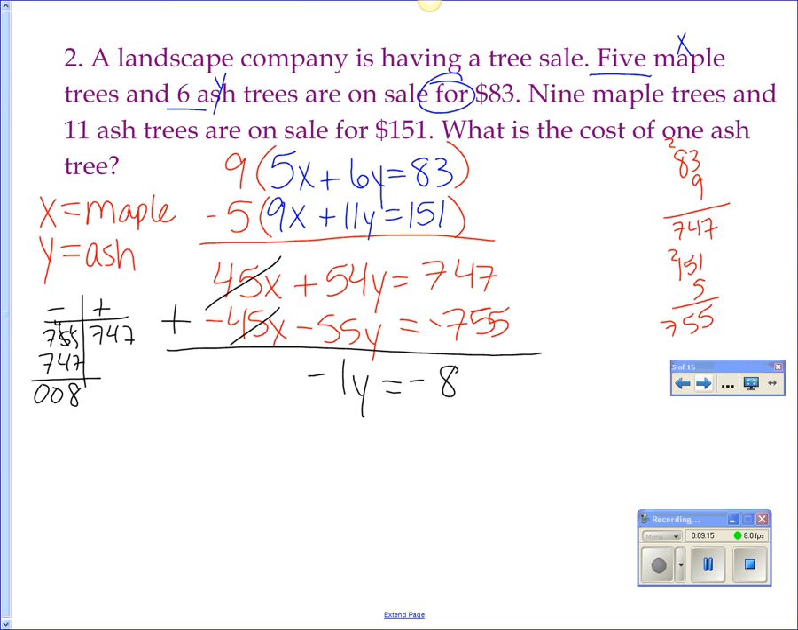And Riley K., what would you do next? And so Y is 8. All right, so Y was what, a maple or an ash tree? Okay, let's read the question. What did the actual question say? Have I answered that? All right, I'm not going to do any more work. You can if you want. Okay.